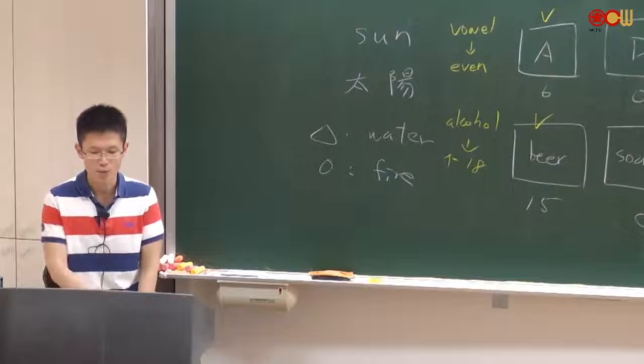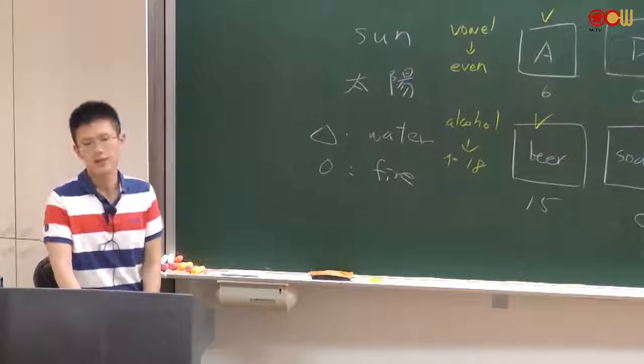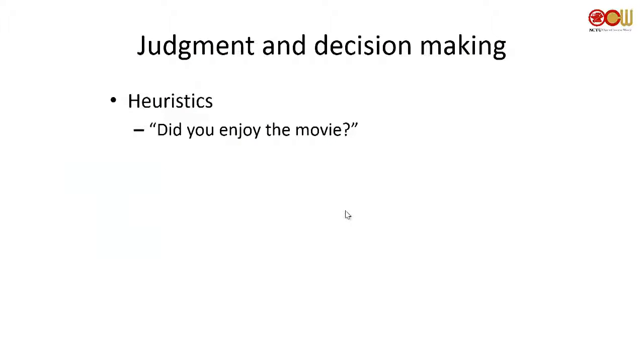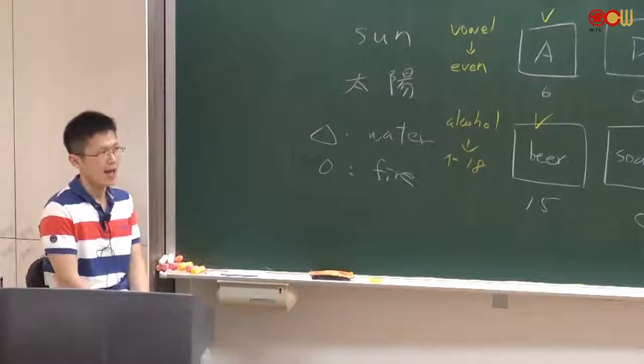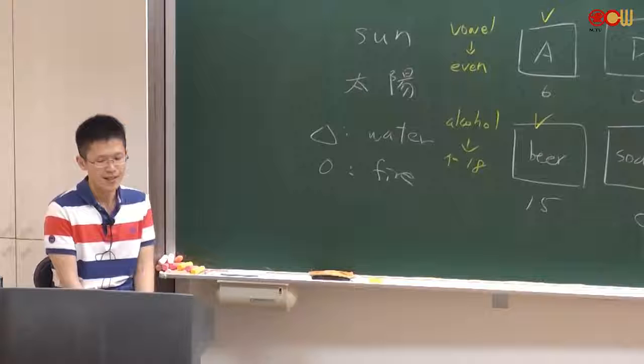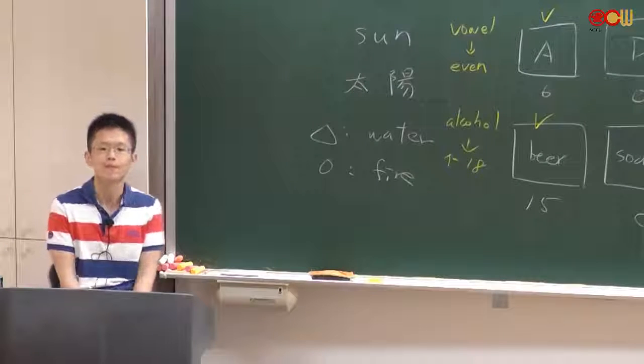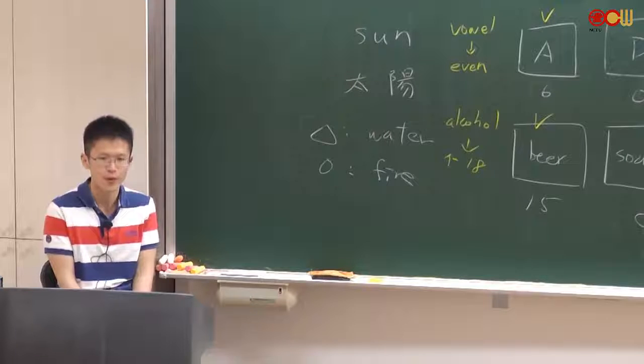Okay, next topic, judgment and decision making. We have to introduce this term, heuristic. This is plural, okay? Heuristics. And what is heuristics? Heuristic is like the shortcut of thinking. For example, if you go to watch a movie with your friend, and after the movie, your friend asks you, did you enjoy the movie? How do you feel about the movie?